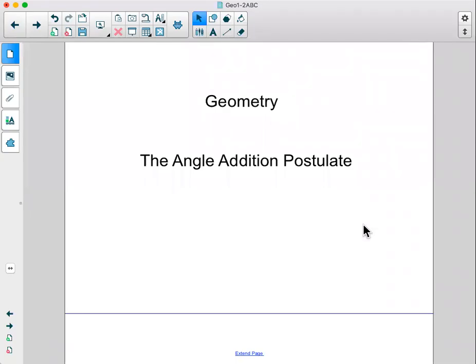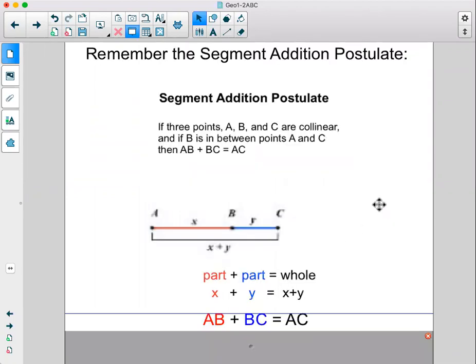Hi, geometry students. Today we are going to be discussing the angle addition postulate. But first I want to remind you of what the segment addition postulate was.